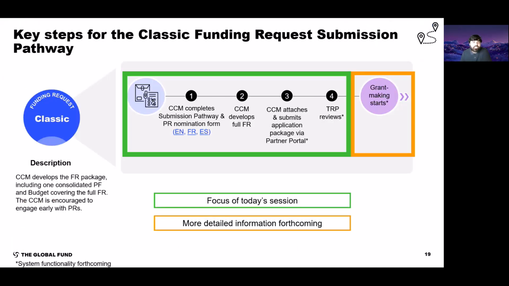So again, here we have the focus of today's session where the CCM will be able to complete this form. Once this form has been completed, the Global Fund will then create a funding request record and then share it with the CCM to then access in the partner portal. And then this will then allow the CCM to download documents, and then once they're completed outside of the portal, to then attach them in the portal and then submit the final funding request package. There will be more detailed information coming for all of the grant making steps at a later stage.